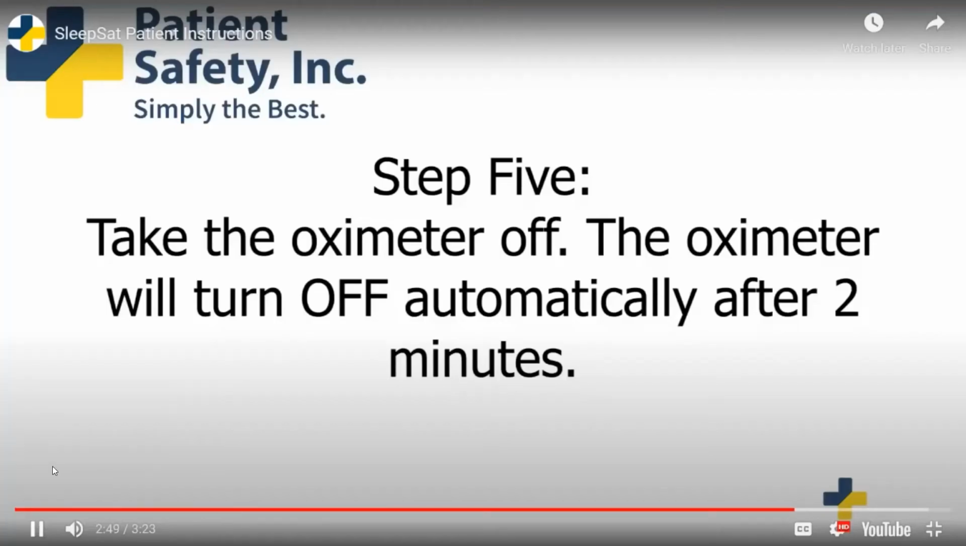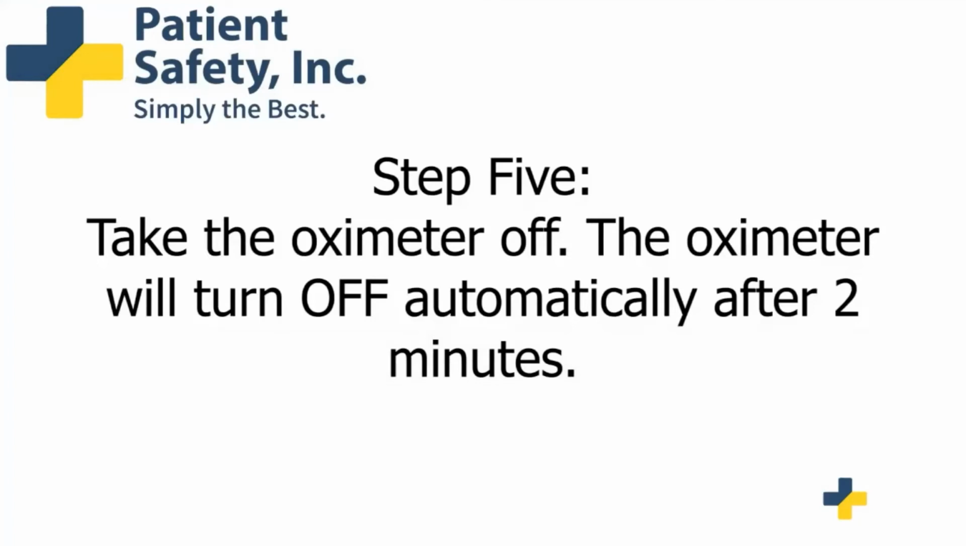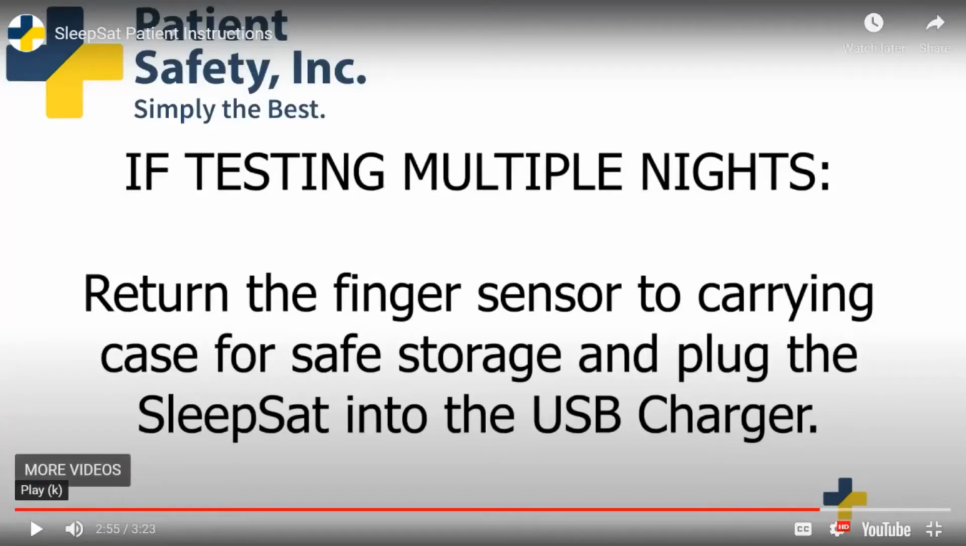Step 5. In the morning, take the oximeter off. The oximeter will turn off automatically after 2 minutes. A really concise way to say that is just have the patient take the finger probe off and the body of the SleepSat at the same time. If they unplug the probe, that's fine while it's recording, but there is a different order that we're going to have to go through to get that to connect, just because it's going to be searching for that data. And that's found in our best practices document that we'll be going over later in the webinar.